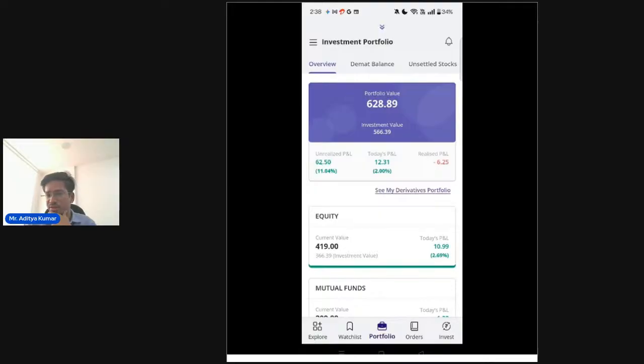After that, below your portfolio value, there is the investment value. This is the total amount of money you have invested. It's the sum of all the funds you have put into purchasing stocks, mutual funds, or other products, excluding any gains or losses. Think of it as an initial outlay or cost basis. After that, below you can see the P&L return: unrealized P&L and today's P&L.